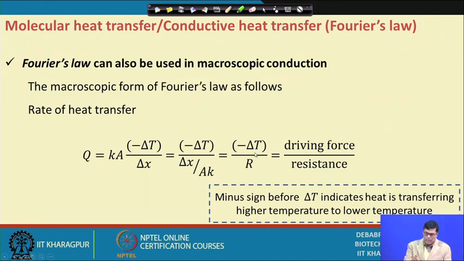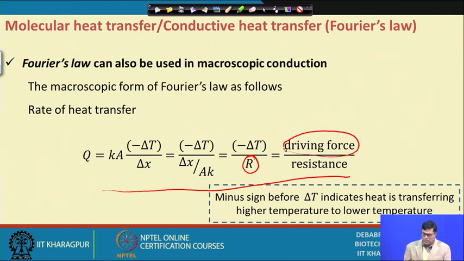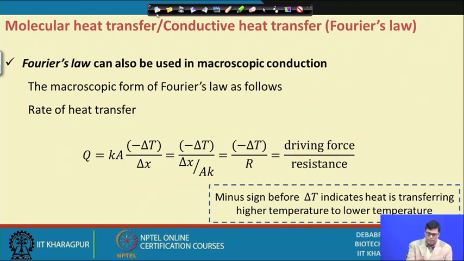Now initially you can remember we said any kind of transfer is equal to driving force by resistance. So we want to express the equation in that same form: Q equal to delta T by R, where R is the resistance, and this resistance is nothing but delta x by A into k. So the driving force is the temperature difference, and the resistance is nothing but delta x by A into k.